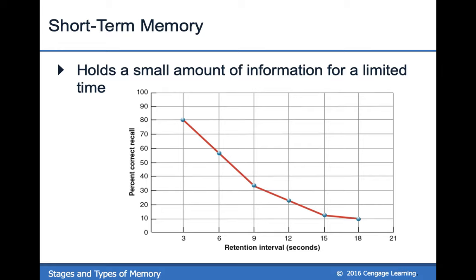So with our short-term memory system, we hold a small amount of information, so that's 7 plus or minus 2, for a really limited time. If I asked you to wait for even 10 seconds, you're going to be below 50% on your recall. It drops off significantly within a matter of just a few seconds. If I ask you to hold on for 20 seconds, you're practically at 0. It's amazing how quickly those things erode and just kind of fall away from our short-term memory system.